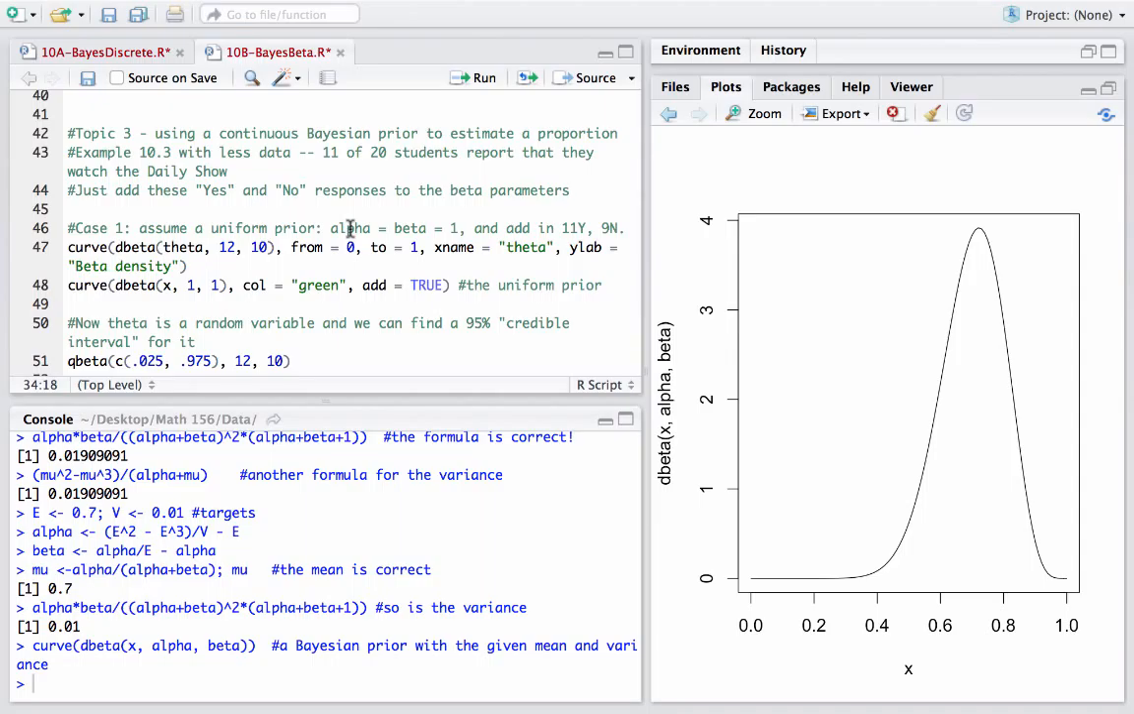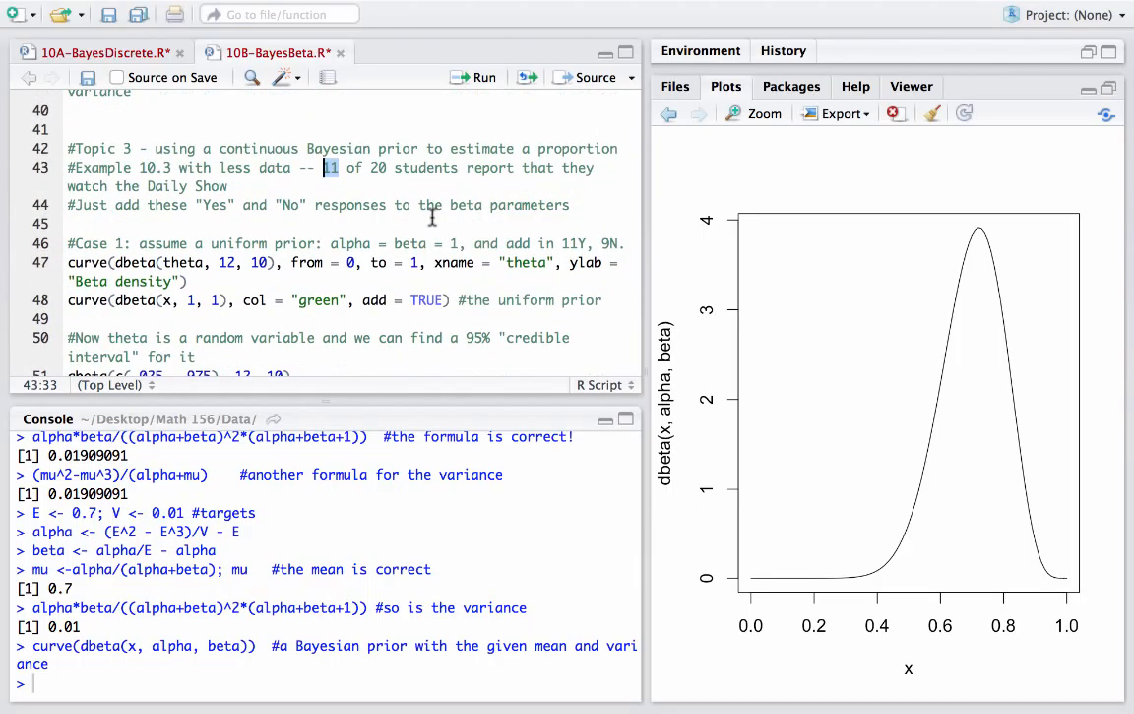We're going to take the example from the book and cut it by a factor of 10. So pretend we surveyed 20 students, and 11 of them say, yeah, I watched The Daily Show. The textbook says with Jon Stewart, I guess it's showing its age, because Trevor Noah is the host of The Daily Show today. But if we start with a uniform prior, which is another uninformative prior, you're not making any assumptions, it's equally possible that any of the probabilities are the true proportion, alpha equals beta equals 1.